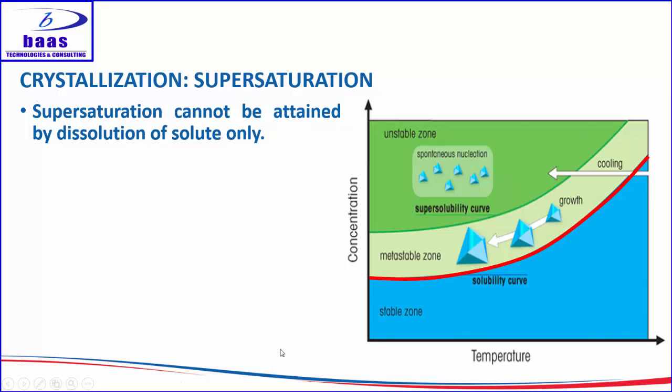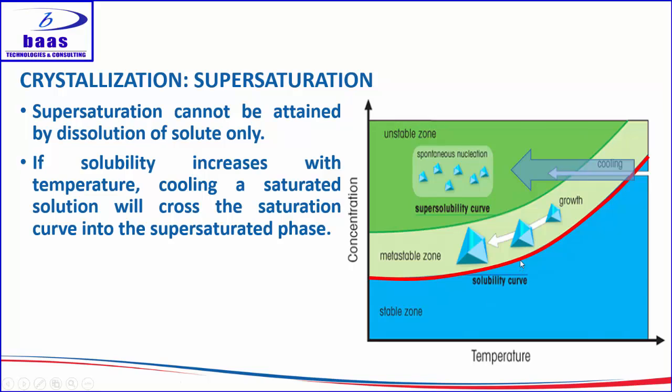Let's look at how supersaturation can be attained in solutions. The first thing that we need to note is that supersaturation cannot be attained by dissolution of solute only. This means that if you are in the unsaturated zone here, you cannot dissolve solute to cross this line. You can dissolve solute only until you get to equilibrium, which is the saturation line. Above that, no matter how much solute you add into the solution, you cannot dissolve any more.